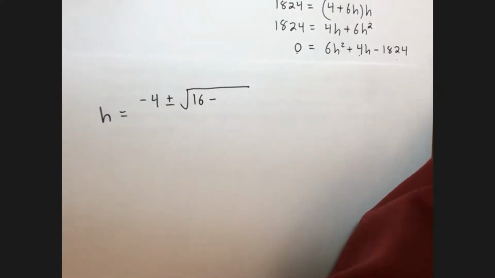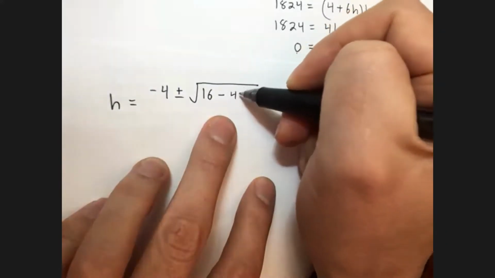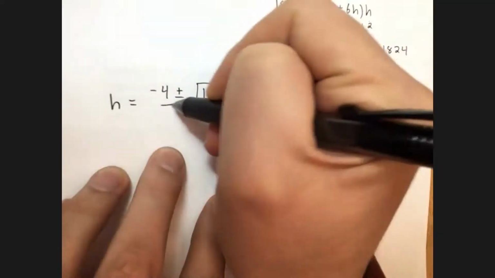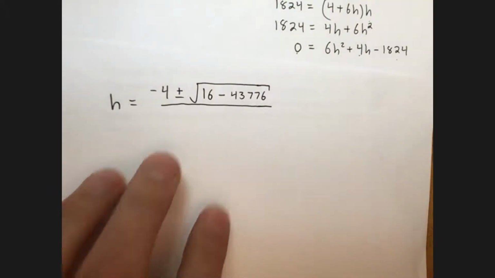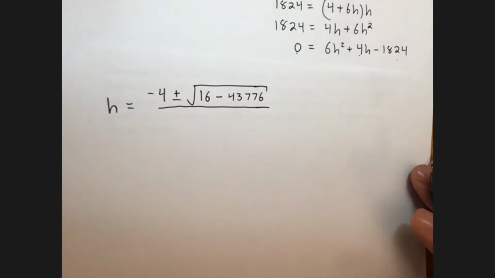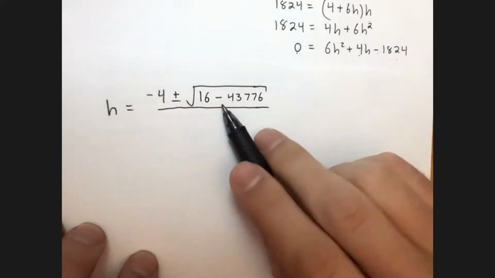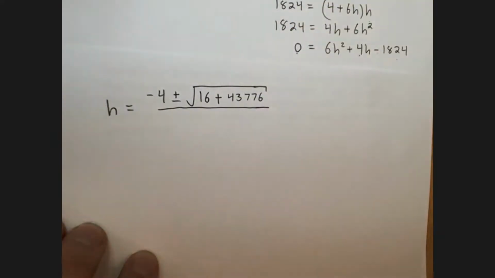So 4 times 6 times 1824, whew, 43,776. Okay. Oh, I made one mistake. See if you can spot it. It should be plus. Yes, very good, very good. Yeah, remember it's 4ac. C is negative, and we're subtracting 4ac. So if you subtract a negative number, it's the same as adding. Yeah, so good job.